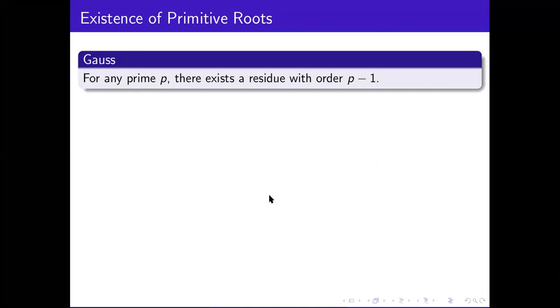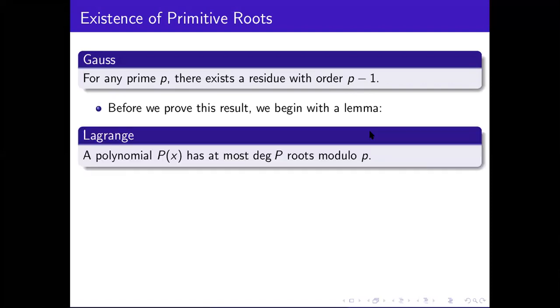So let's go ahead and prove this. This is sometimes called Gauss's lemma. We want to prove that for any prime p, there exists a residue with order p minus 1. This proof is going to be a bit involved. We're going to start with a lemma called Lagrange's theorem, which states that a polynomial P(x) has at most degree of P roots modulo p.